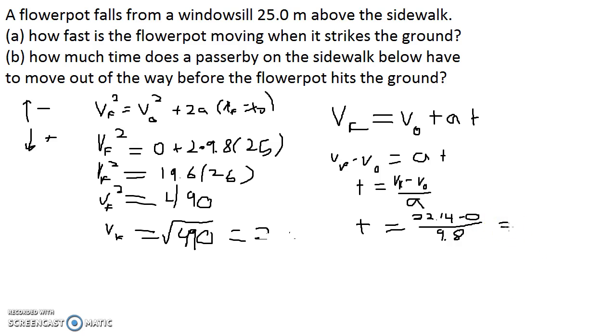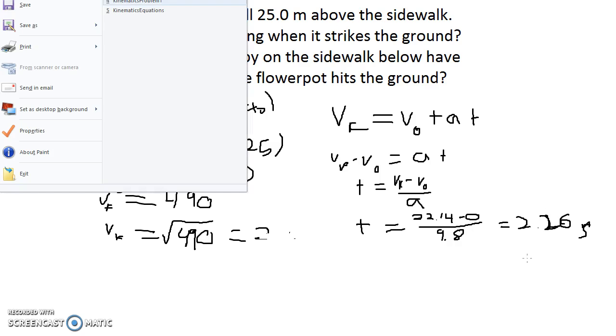So calculating this out, the result we get is 2.26 seconds. So the time that it takes to get from the windowsill 25 meters up down to the sidewalk is 2.26 seconds. So that passerby on the sidewalk below that falling flower pot has just about 2 seconds to get out of the way. So that wraps it up for this problem.